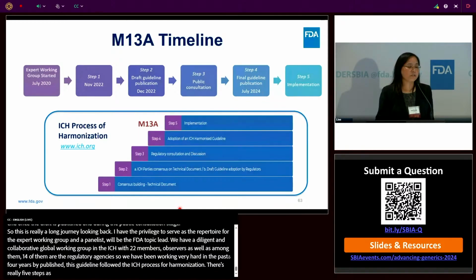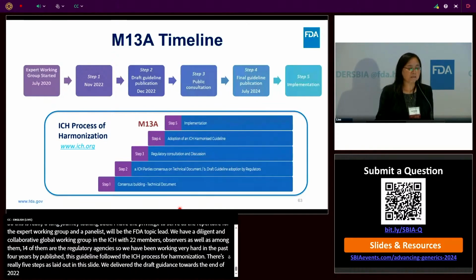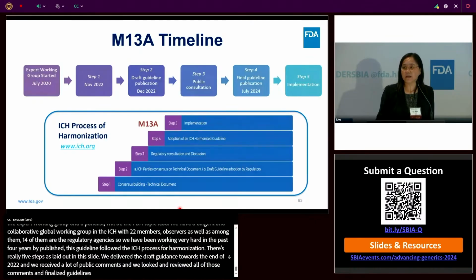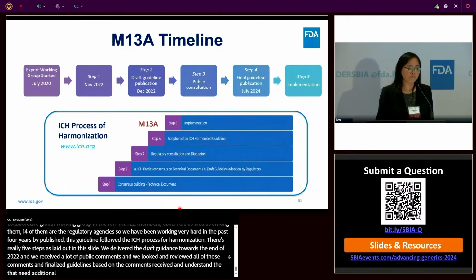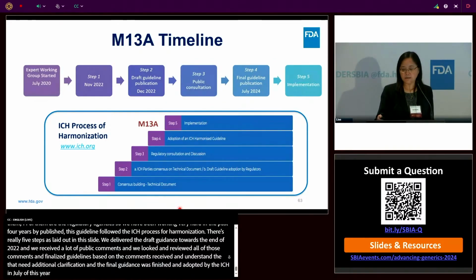We delivered the draft guidance toward the end of 2022 and received a lot of public comments. We reviewed all of those comments and finalized the guideline based on them, understanding the areas that may need additional clarification. The final guidance was adopted by the ICH in July of this year, and now it is at step 5, ready for implementation.